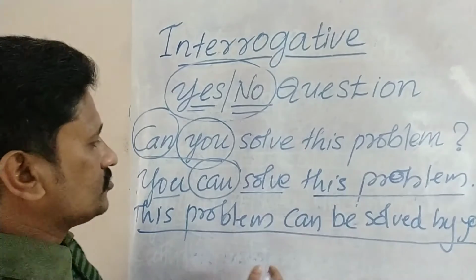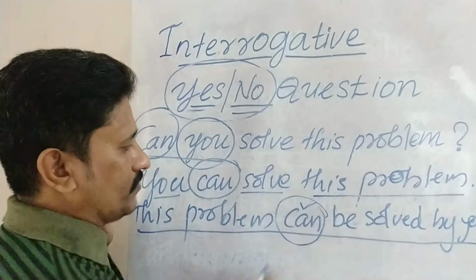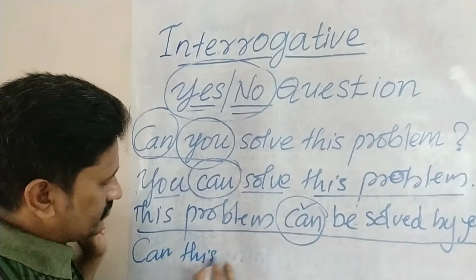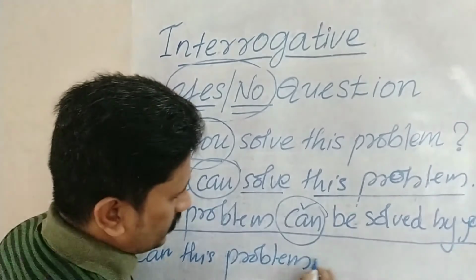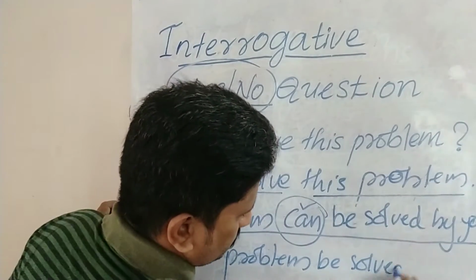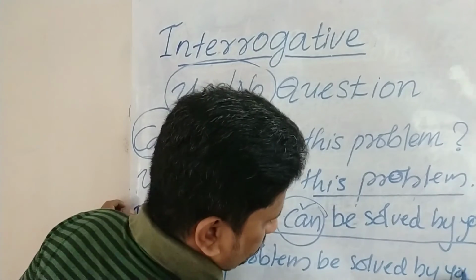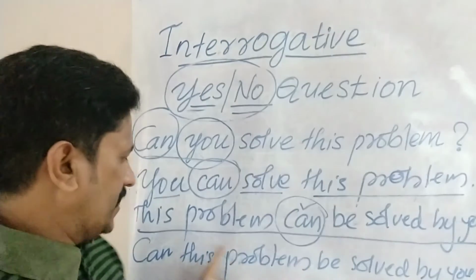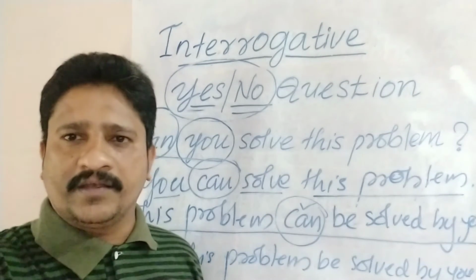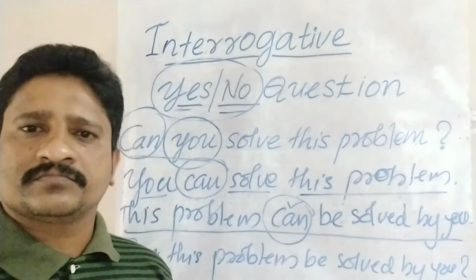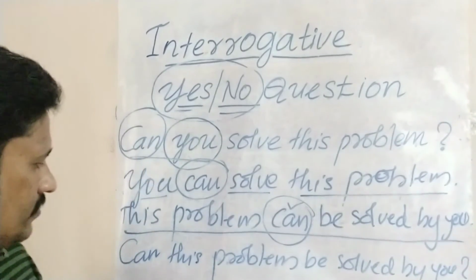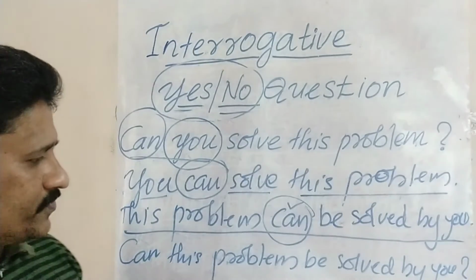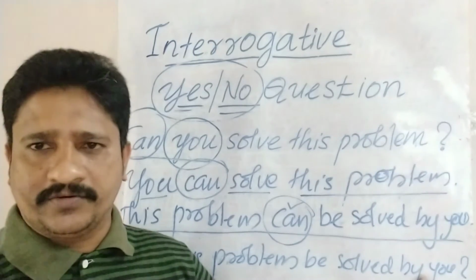What you need to do to change it into a question is just bring this modal auxiliary to begin the sentence. So, can this problem be solved by you? Put a question mark at the end. So the passive form of can you solve this problem is, can this problem be solved by you?